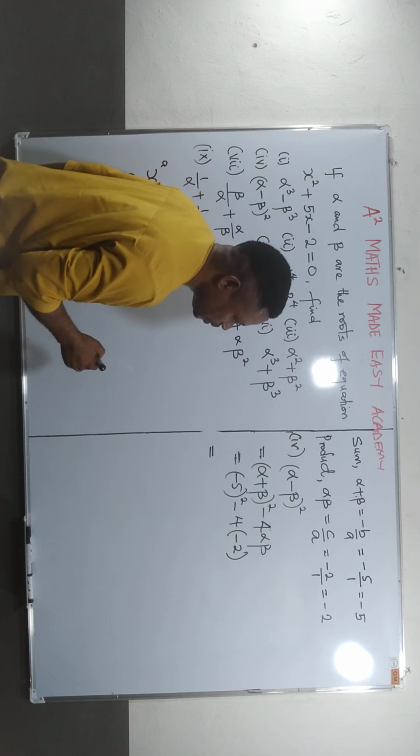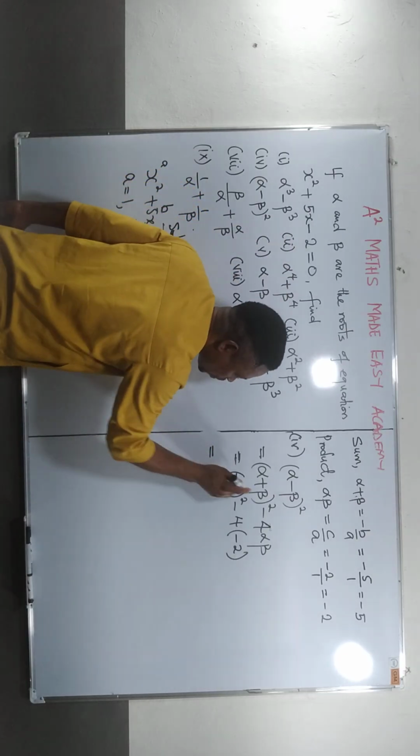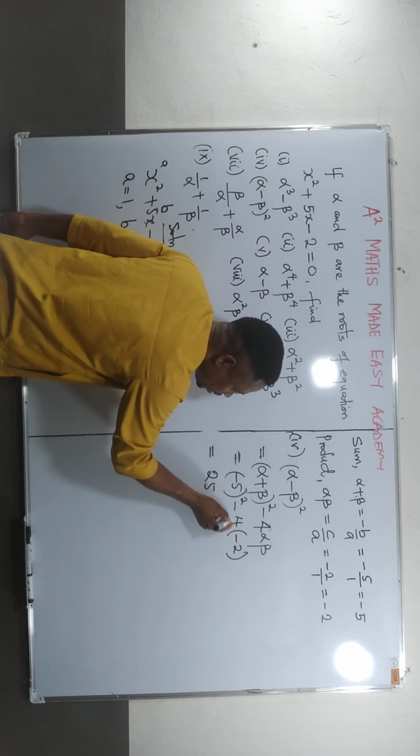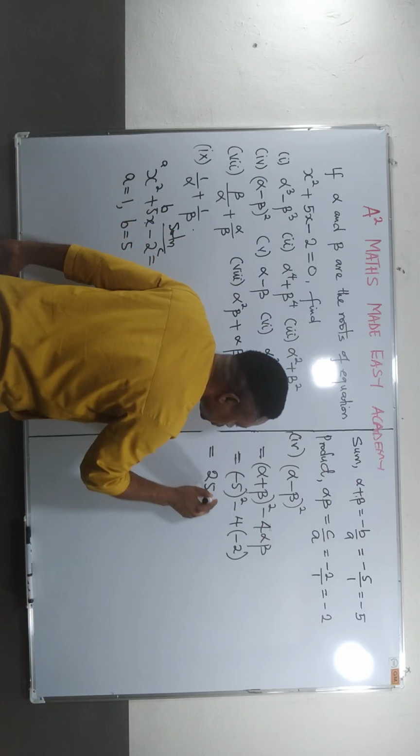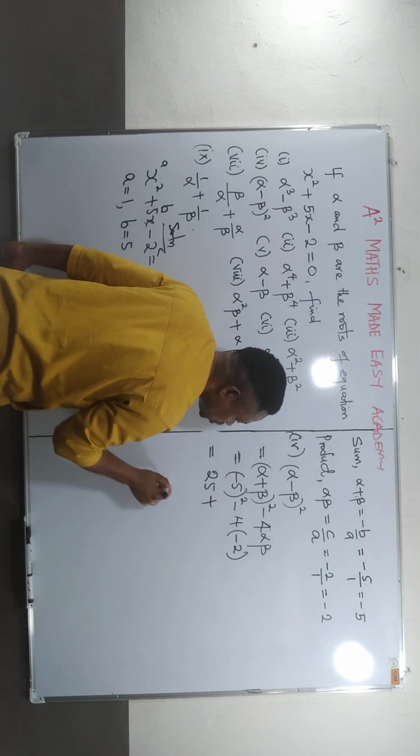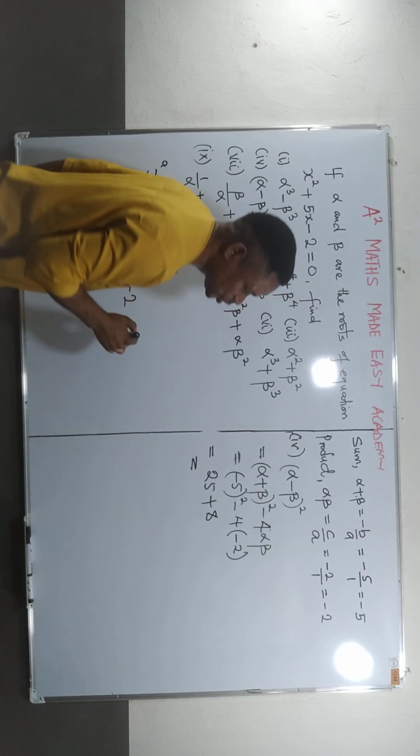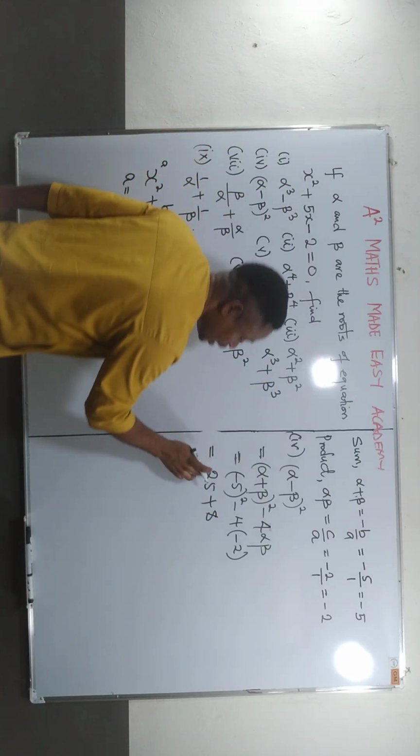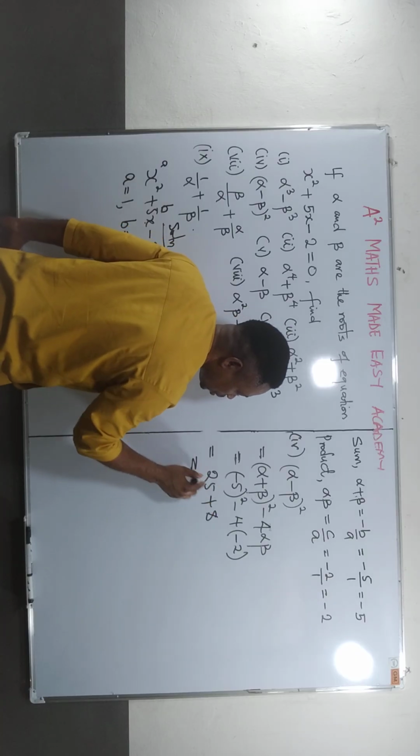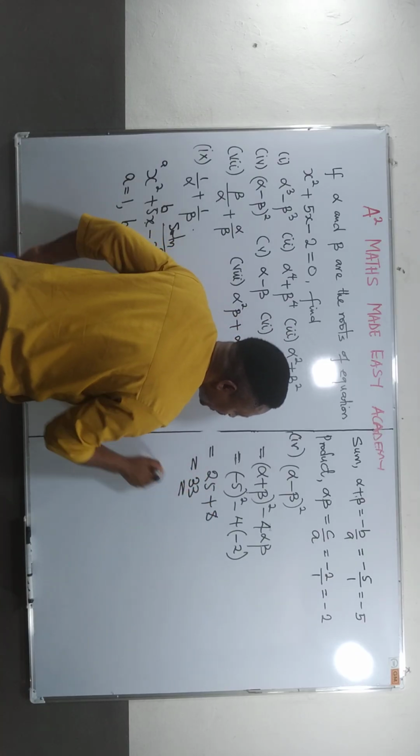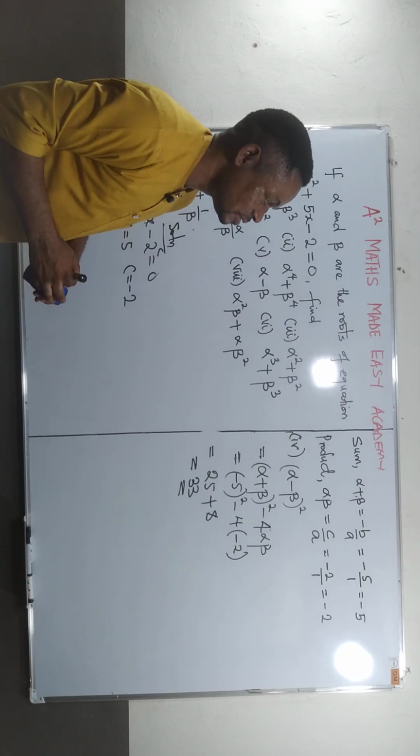Can we substitute now? Can we expand? Then minus 5 squared will give us 25. Minus 4 times minus 2. Minus 4 is plus. 4 times 2 will give us 8. Now watch this. Now 25 plus 8 will give us 33. And that is the final answer. Have I made myself clear?